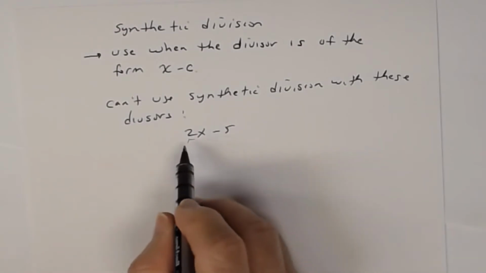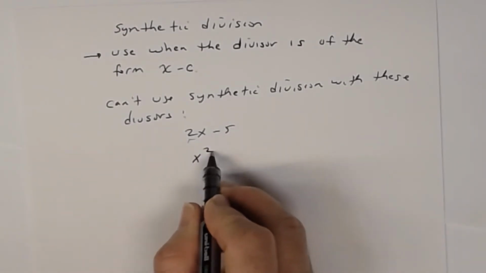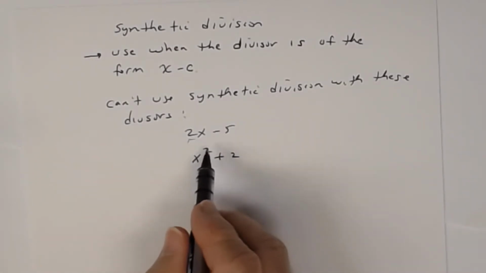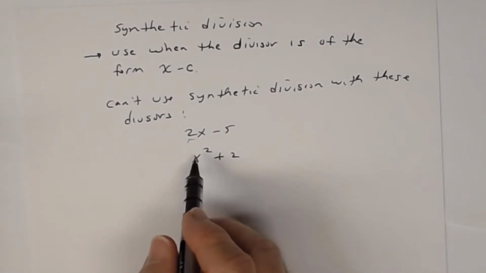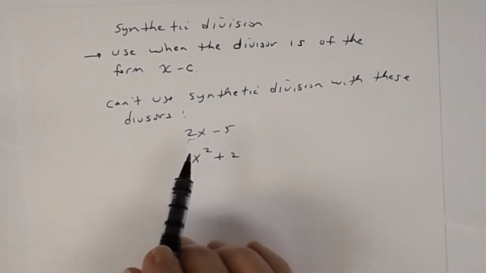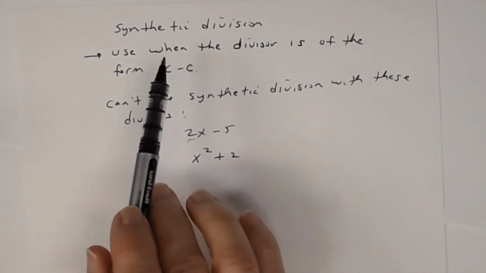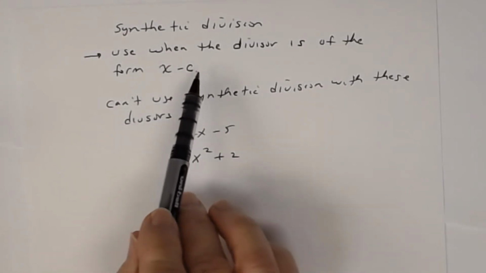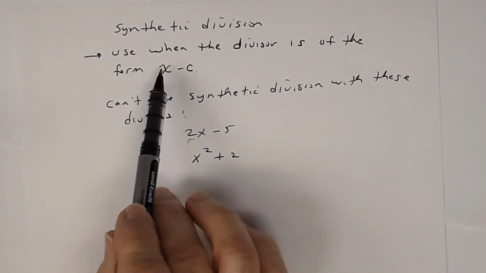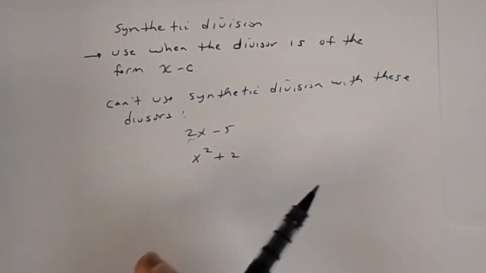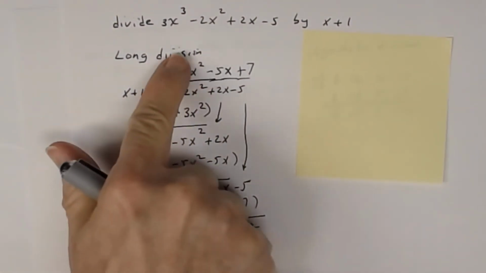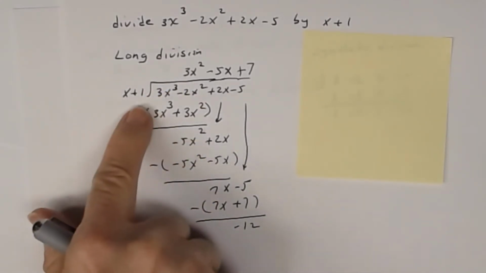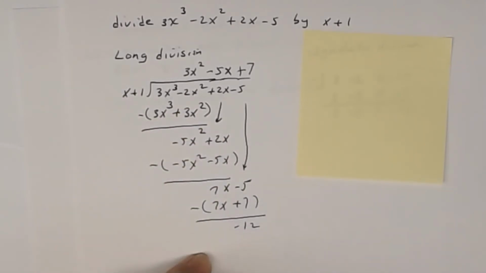I can't use synthetic division with something like x squared plus 2, because this is not x. This is x squared. It's very important that you remember that you can only use synthetic division if your divisor is a linear factor and the coefficient of x is 1. Synthetic division is just a shortcut way of doing long division. It's a quicker process. You don't have all these variables to deal with.